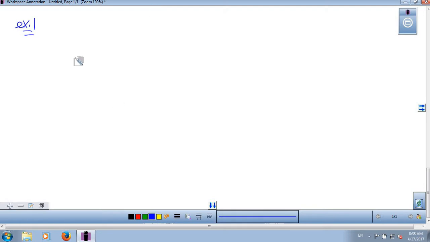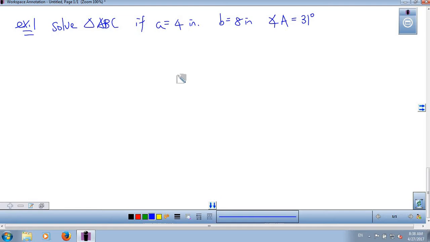Solve triangle ABC if side A equals 4 inches, side B equals 8 inches, and angle A is 31 degrees.